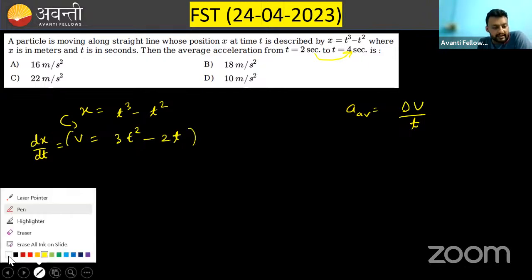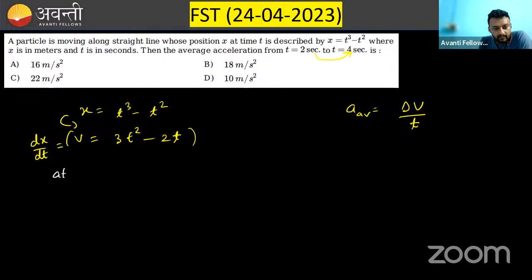At t equals 2 seconds, we will get the initial velocity, because they are asking from 2 to 4. So v initial is at t equals 2 seconds. If you put t equals 2 in it, it becomes 3 into 4 minus 2 into 2. How much will it be? 8 meter per second. Am I right?